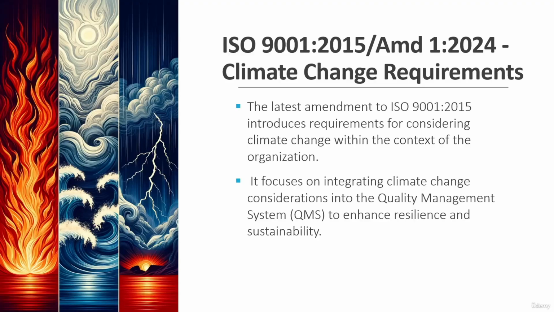But later in 2024, an amendment was added to the standard, and this was the first time in the history of ISO 9001 that a formal amendment was added. This Amendment 1, introduced in 2024, added requirements related to climate change in the context of the organization. So in clauses 4.1 and 4.2, requirements related to climate change have been added. The intention was to integrate climate change considerations into the quality management system to enhance the sustainability of the organization. Now let's look at the changes which were made in this amendment.